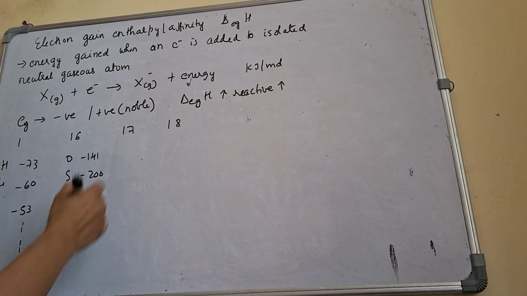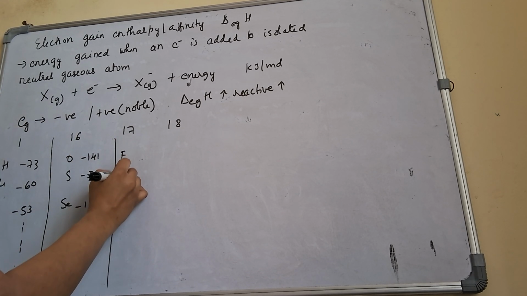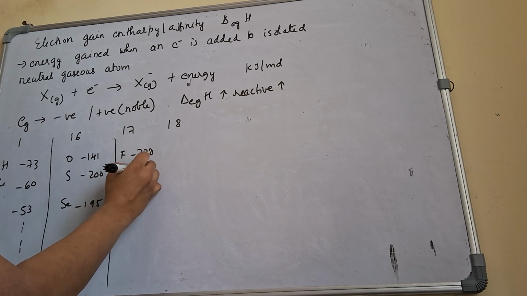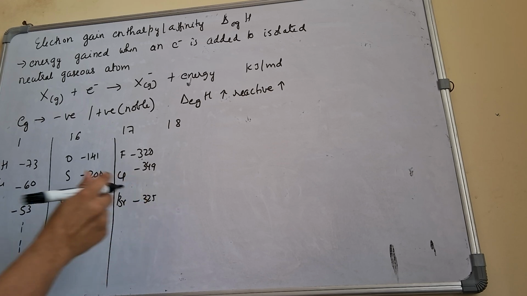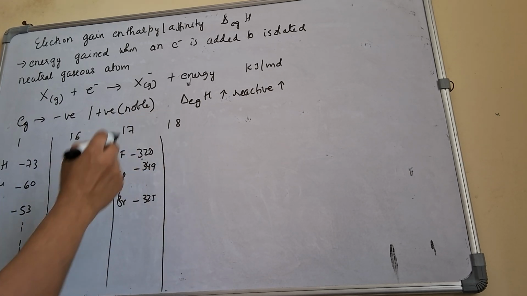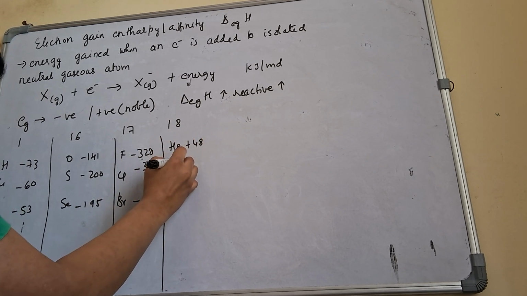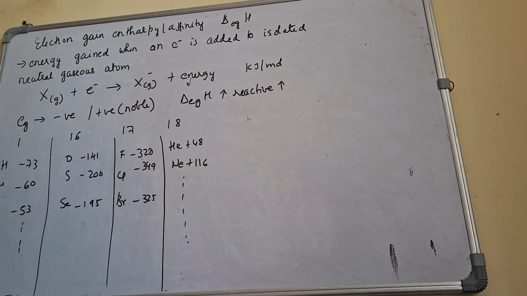You can just refer to the textbook. Just see the values. I don't want you to remember anything. Group 17, that is fluorine, chlorine, bromine: it is minus 328, minus 349, minus 325 and so on. And if you talk about group 18, for helium it is plus 48, for neon it is plus 116 and so on. And look at the table in your textbook also.